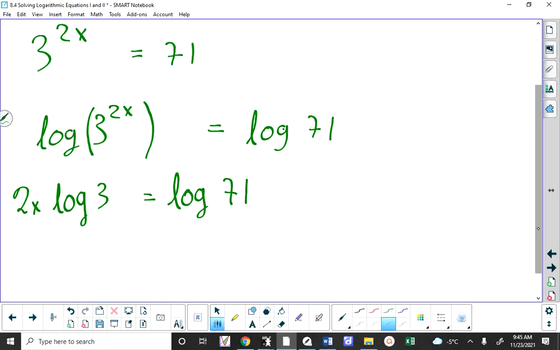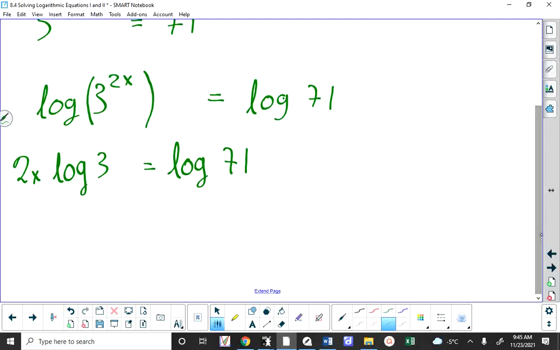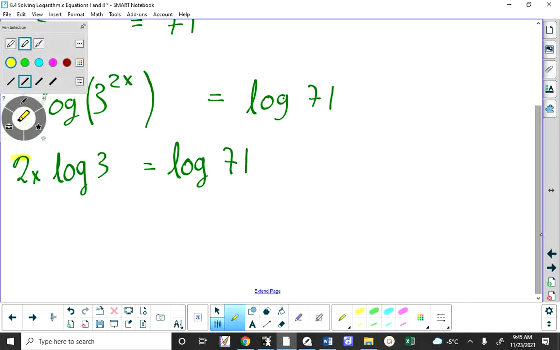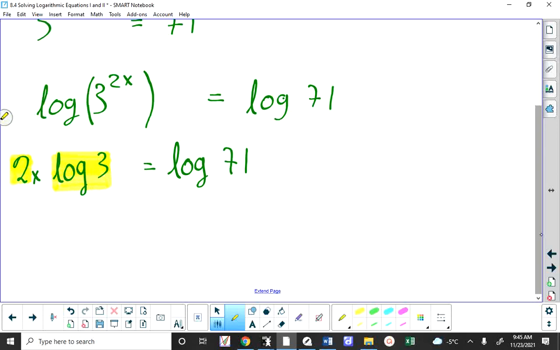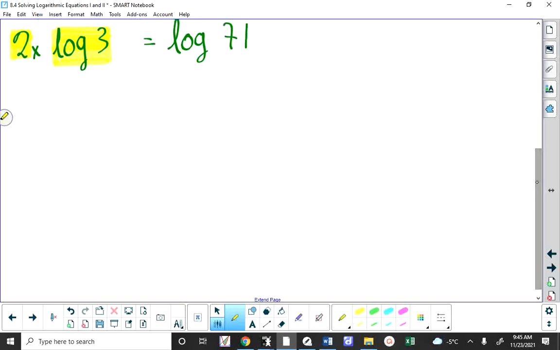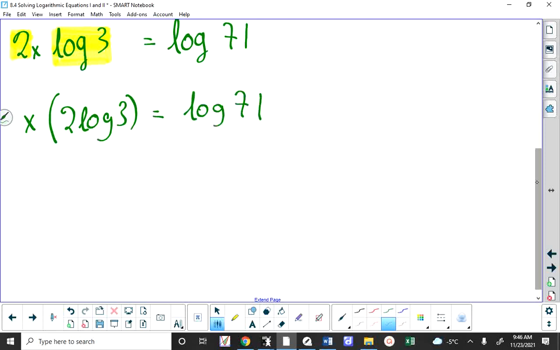Now, think about this for a second. If we want to get x by itself, then what we need to do is we need to get rid of this 2, which is a number, and we need to get rid of log of 3, which is a number. So we need to divide by both of those, right? Another way to look at it is if I rewrite this, and I'm not saying you would rewrite it this way, but rewrite it as x times 2 log 3 equals log 71, then that means we have to divide both sides by 2 log 3. You have to divide by the 2 and the log 3.